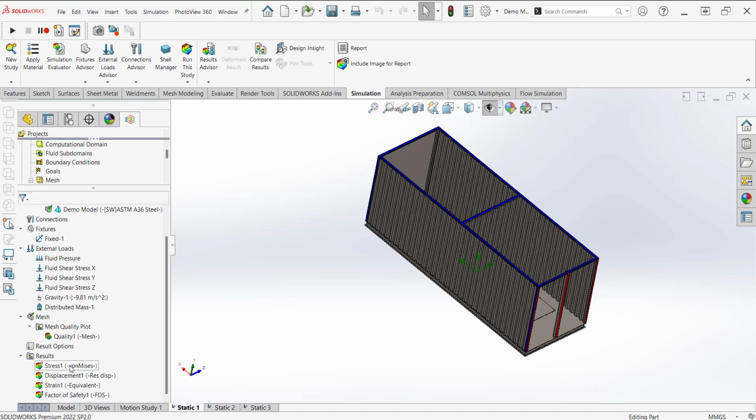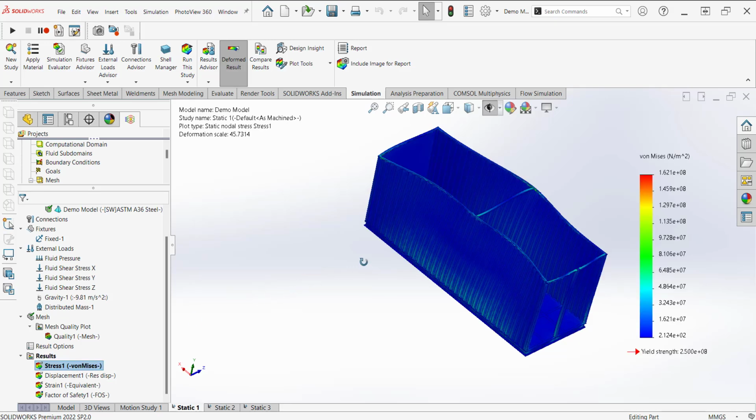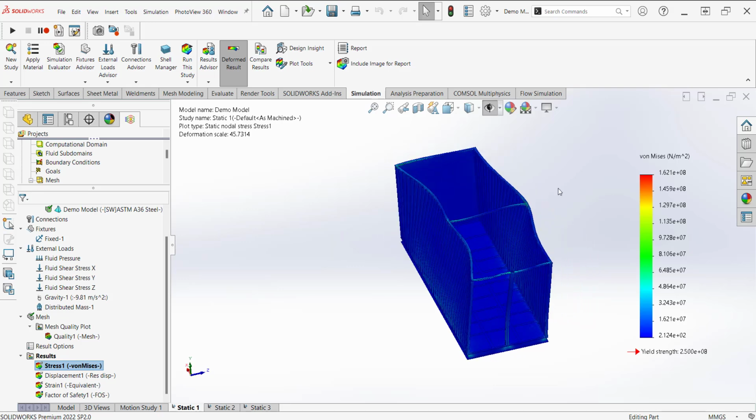Now, after running the analysis, we are interested in three main results. The first one is the stresses, then we are interested in the displacements, and finally, the factor of safety. Starting with the stress. So this deformed shape does not reflect a one-to-one scale of the deformation. This is just for the purpose of the demonstration.